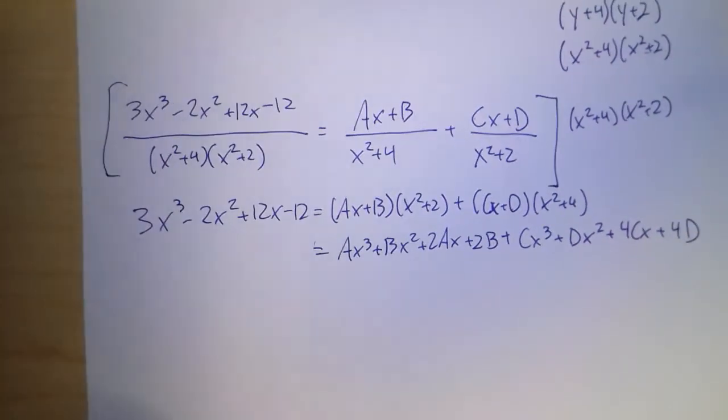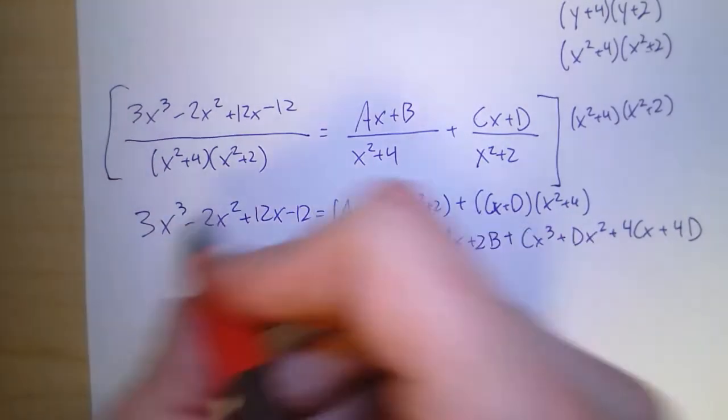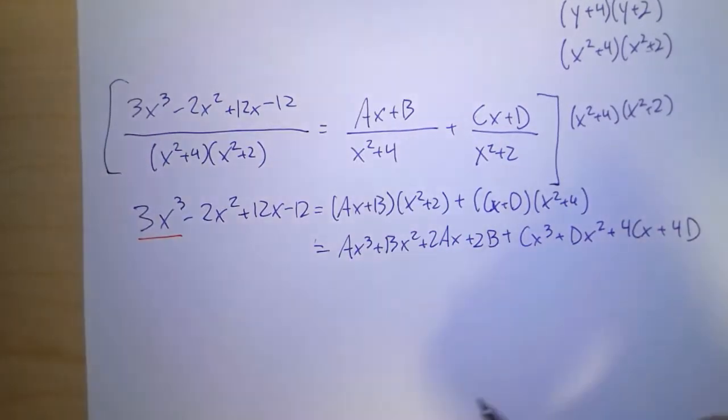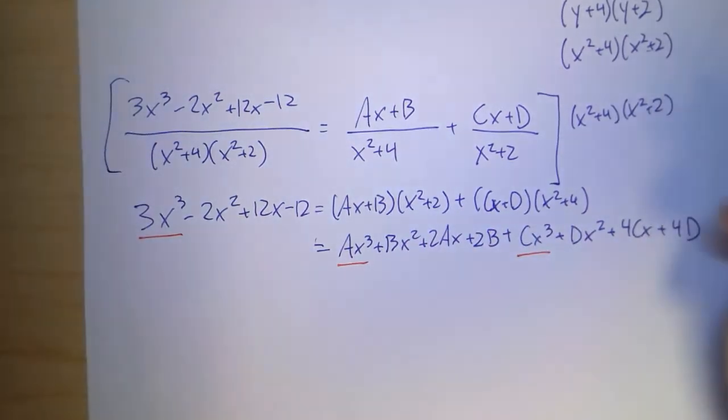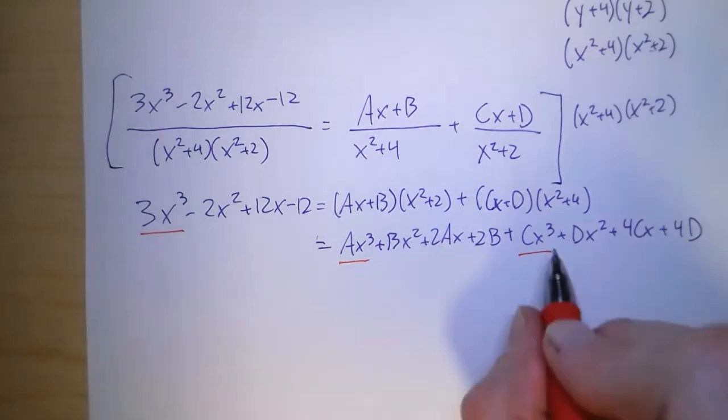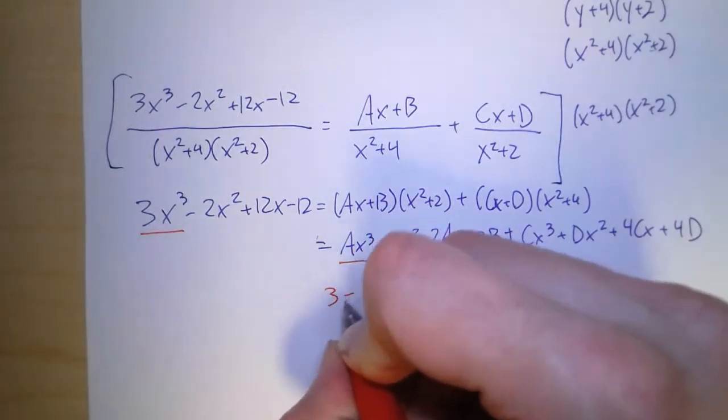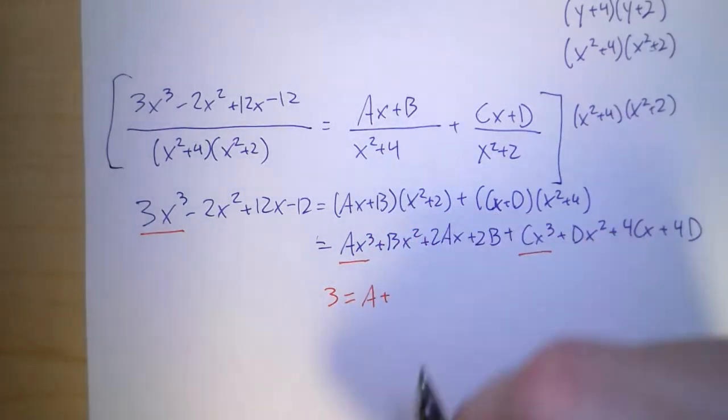Okay, now here we've got all the terms, x cubed, x squared, x, and then a constant. So 3x cubed, let's underline those with x cubes. So these two have to add up to 3. So 3 is going to equal a plus c.